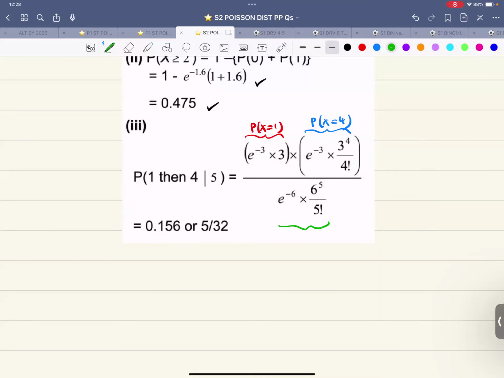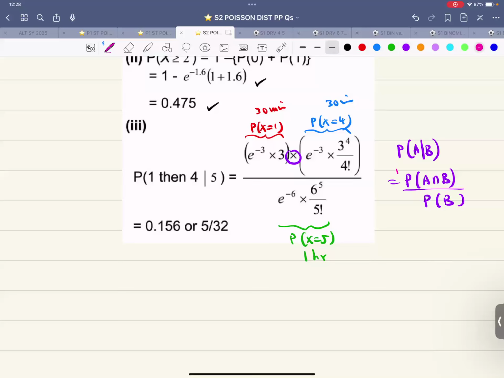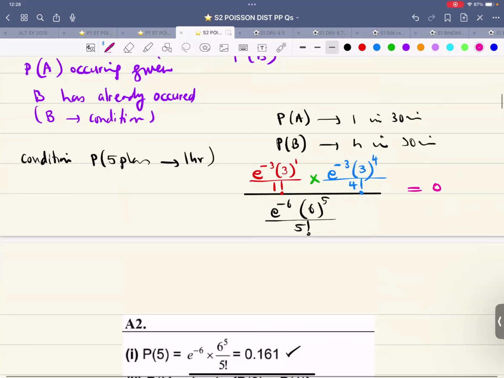This is probability X equals 5 in 1 hour. So this is 30 minutes, and this is 30 minutes. This is the "and" thing. Probability of A given B is probability of A intersection B divided by probability of B. This A intersection B, because it's independent, is a product of these two. And that is how you get this answer, which is 0.156, correct to 3 significant figures.